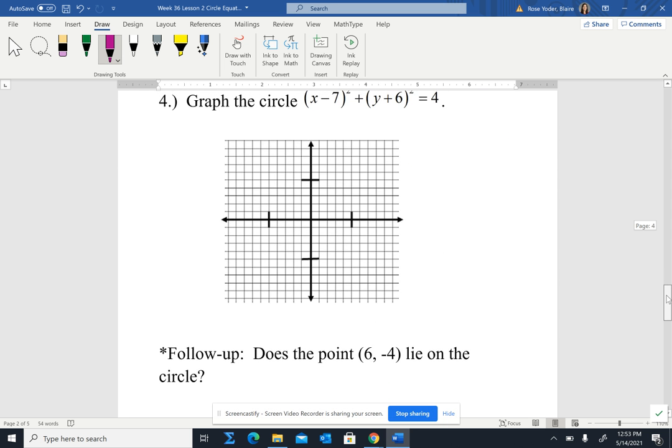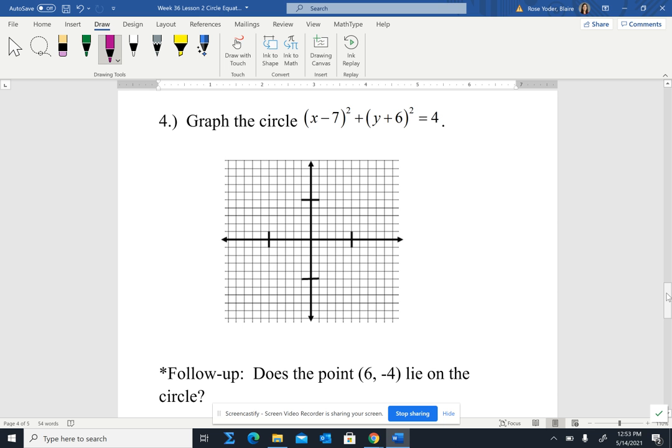All right, how do we graph a circle if we're given an equation? Well, I do the same thing that we did above. I find the center and I find the radius before I even go to the graph. If I have all the details down, then I can make a pretty good sketch.